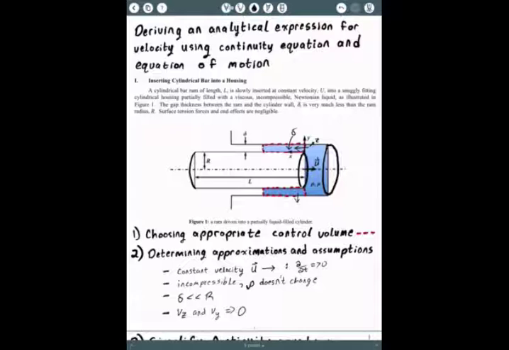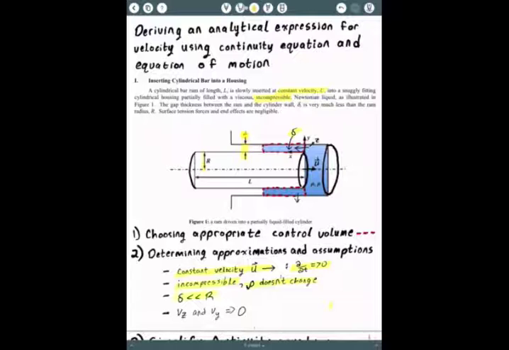The next step is finding your assumptions. Here we have a constant velocity u going towards the right, and that constant velocity tells us that it's a steady state process. Another assumption is that it's an incompressible liquid, so the density doesn't change. Another assumption is that the gap thickness between the ram and the cylinder, delta, is really small. So the radius is way bigger than this little gapped area, and that's the area that we're interested in.